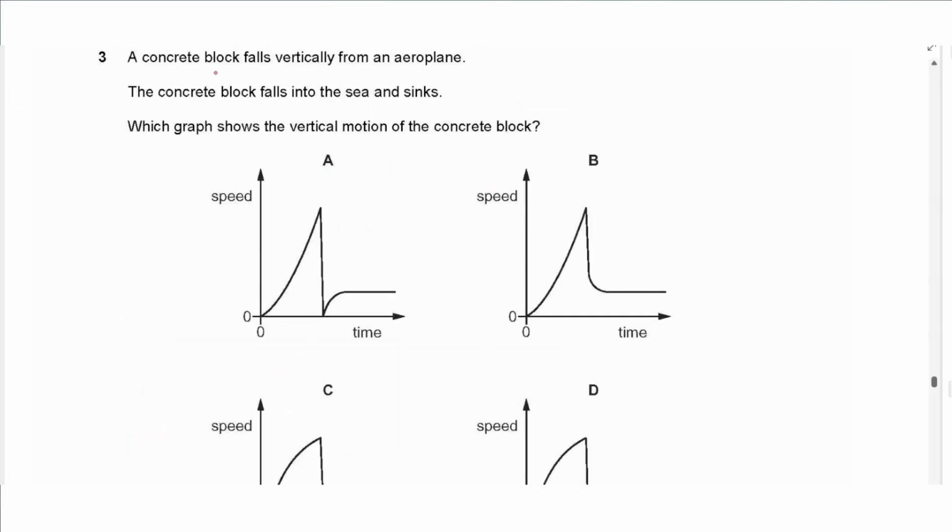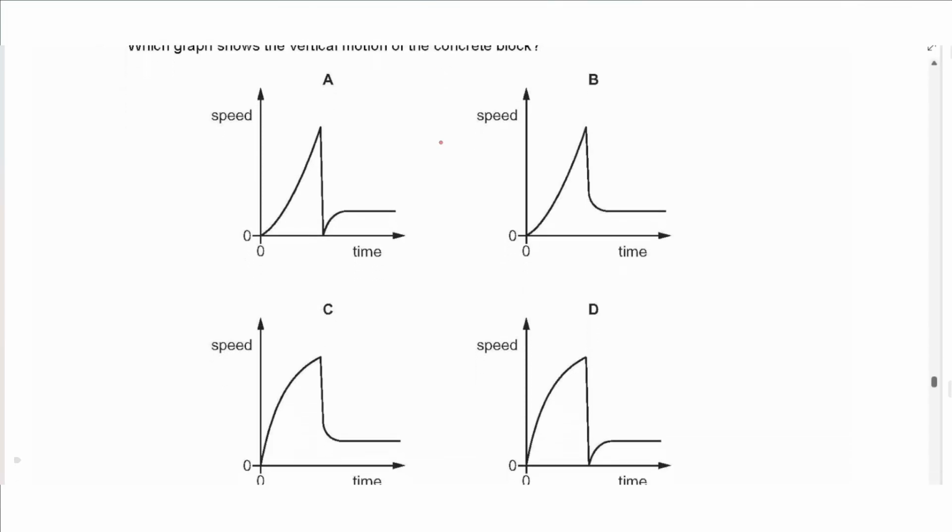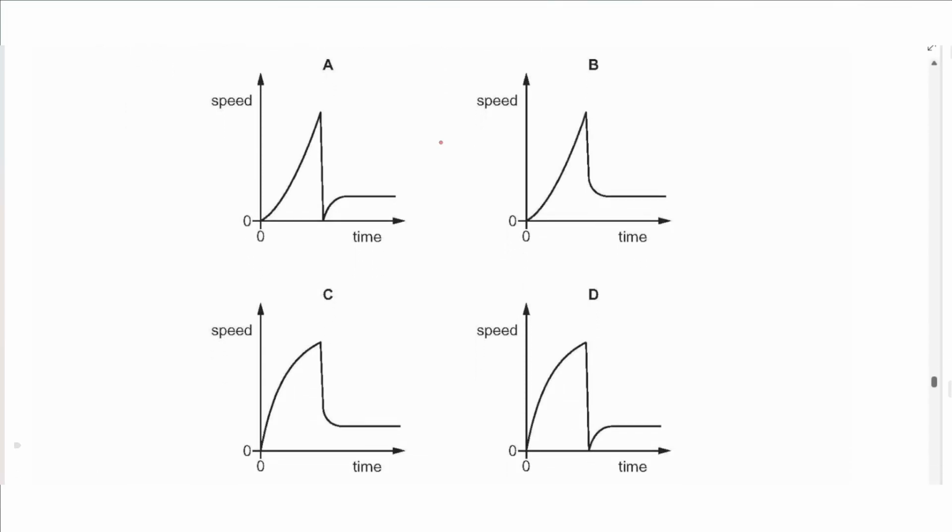Question 3 says a concrete block falls vertically from an airplane. The concrete block falls into the sea and sinks. Which graph shows the vertical motion of the concrete block? So it's falling a large distance, which means it has enough time to gain enough speed to experience air resistance, which means we're not moving with constant acceleration under gravity. We are moving with decreasing acceleration, so it's either C or D.